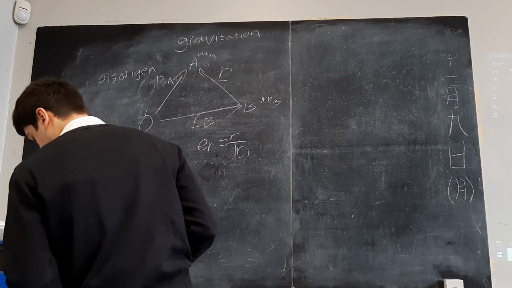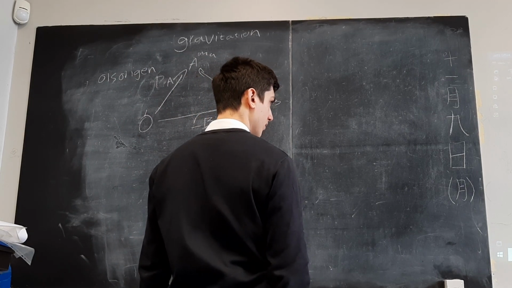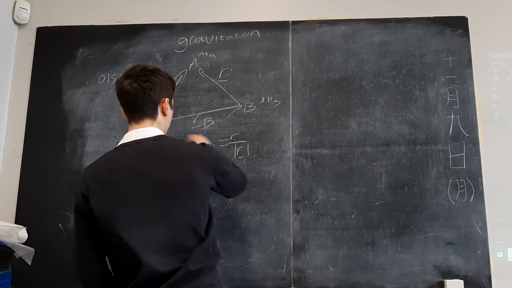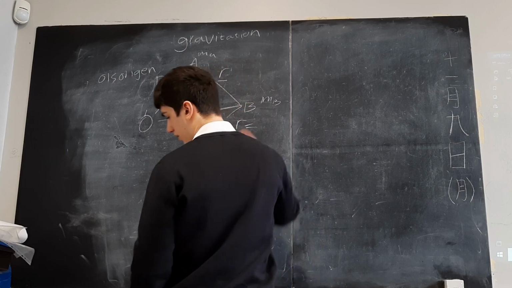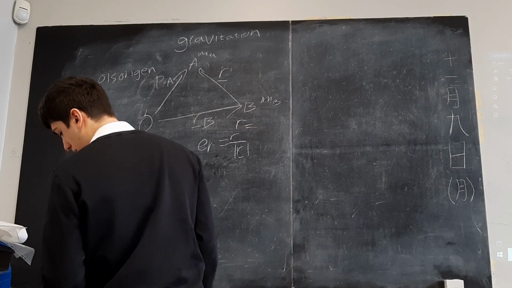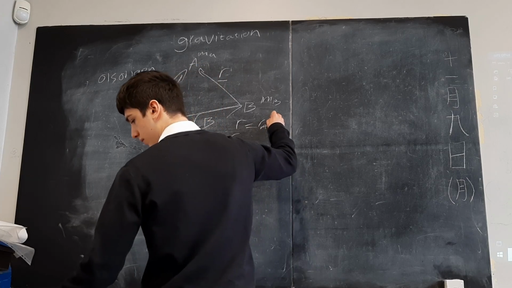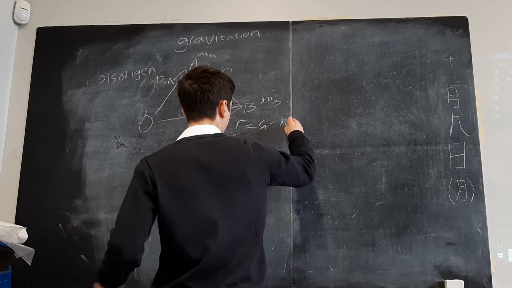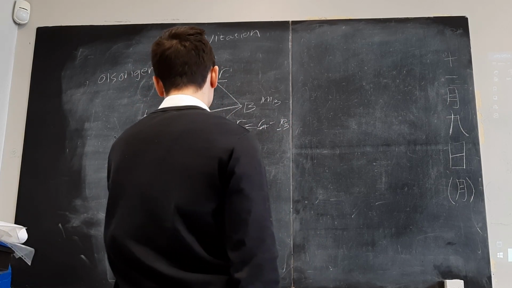The force exerted on A due to B is denoted by F_AB. Also, R equals the same thing we've done before, R_A minus R_B.